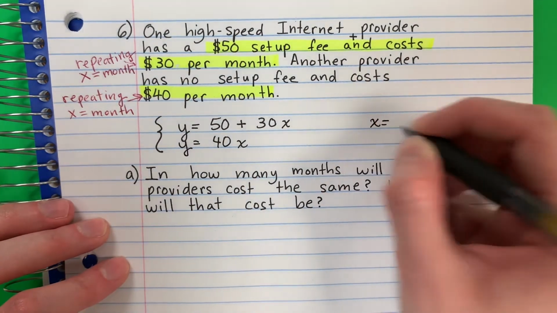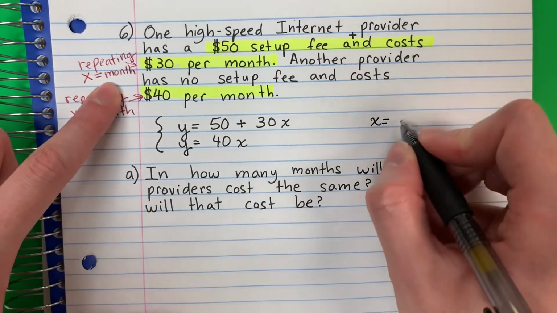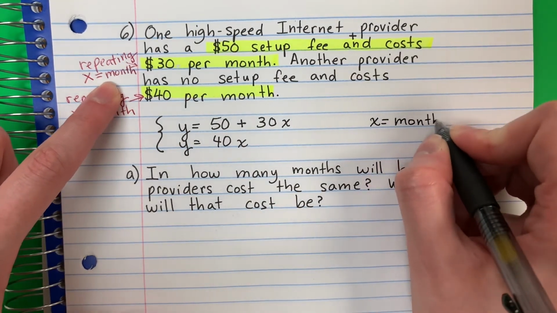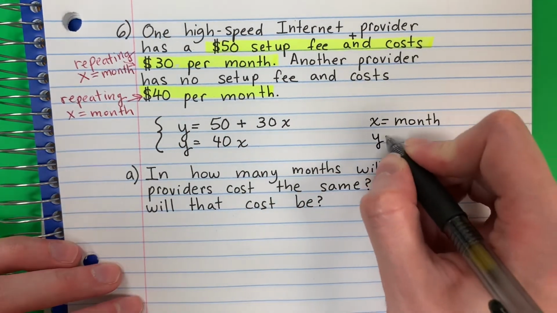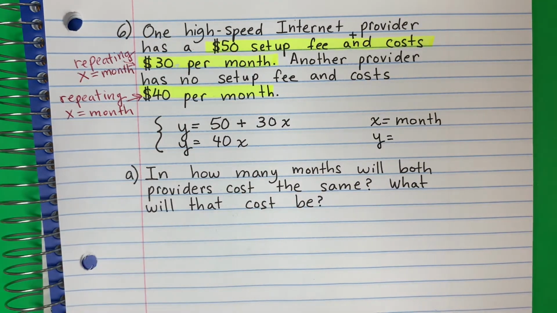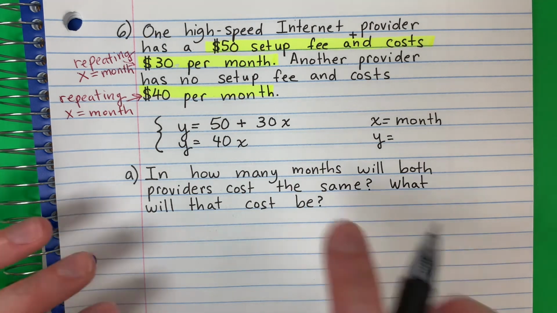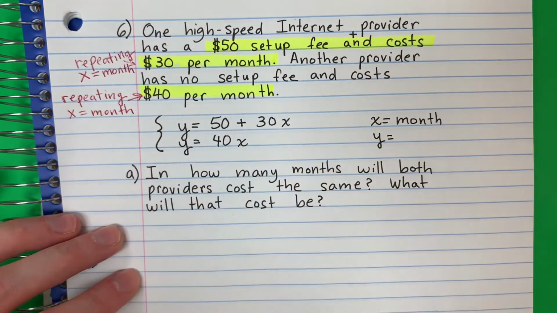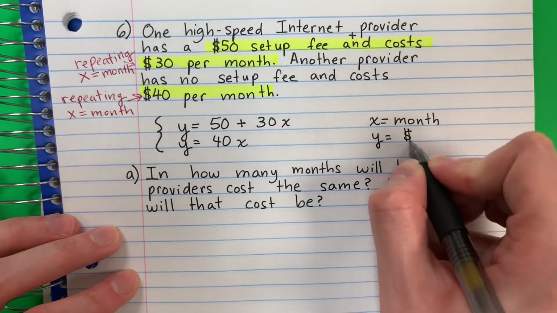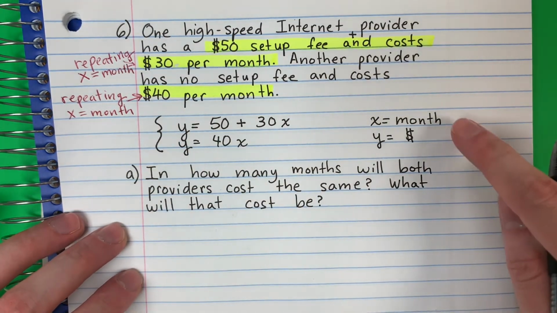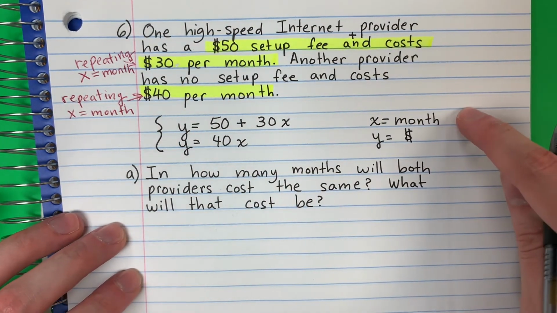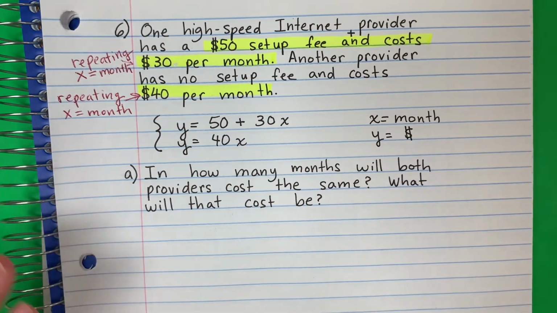So X, we said was month. X es mes. That's when it's repeating. Es cuando está repitiendo. And Y represents something else. La Y representa algo diferente. What are we counting? ¿Qué estamos contando? We're also counting money. Estamos contando el dinero, which is dollars. So we're counting the months and the dollars. Estamos contando los meses y los dólares.